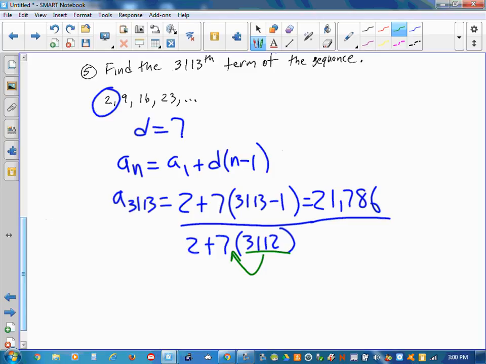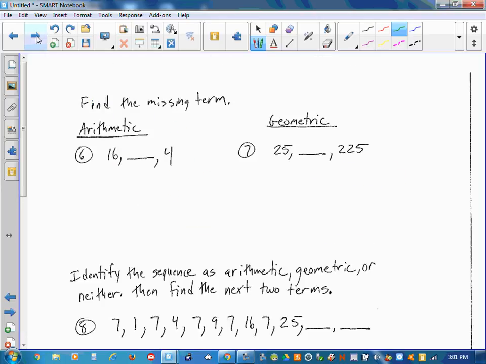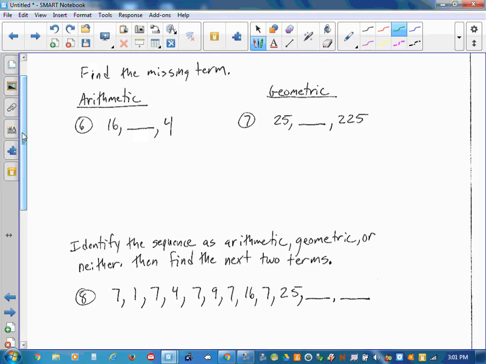It's one less because if you're standing on the first term and you jump to the second term, you're just adding one 7. So you don't add 3,113 sevens, you do 3,112 sevens. So that n minus 1 is a very important part of the formula. So the answer is 21,786.